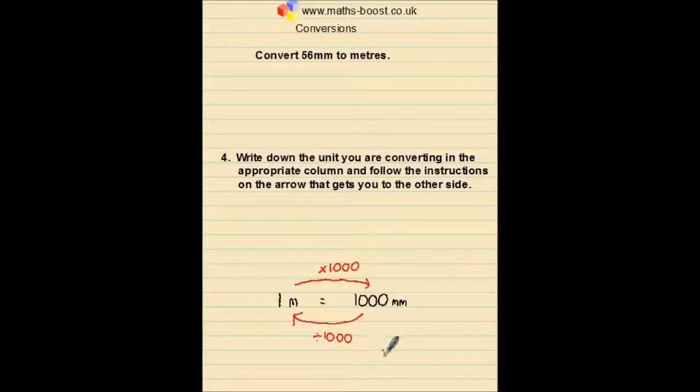Step 4 is to write down the unit you're converting in the appropriate column and follow the instructions on the arrow that gets you to the other side. So I need to divide 56 by 1,000. Now if this is a non-calculator paper, suddenly this isn't a conversions question anymore, it's a pen and paper arithmetic question. And this is a key difficulty with mathematics. One topic depends on another. If you're in any doubt what I'm doing here, you need to look at a separate video on pen and paper arithmetic.